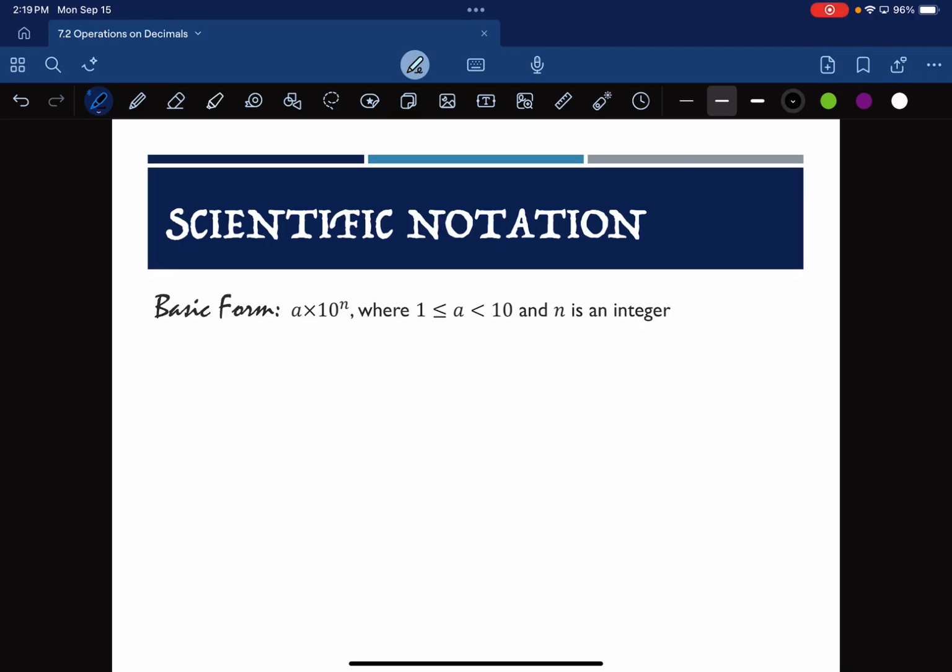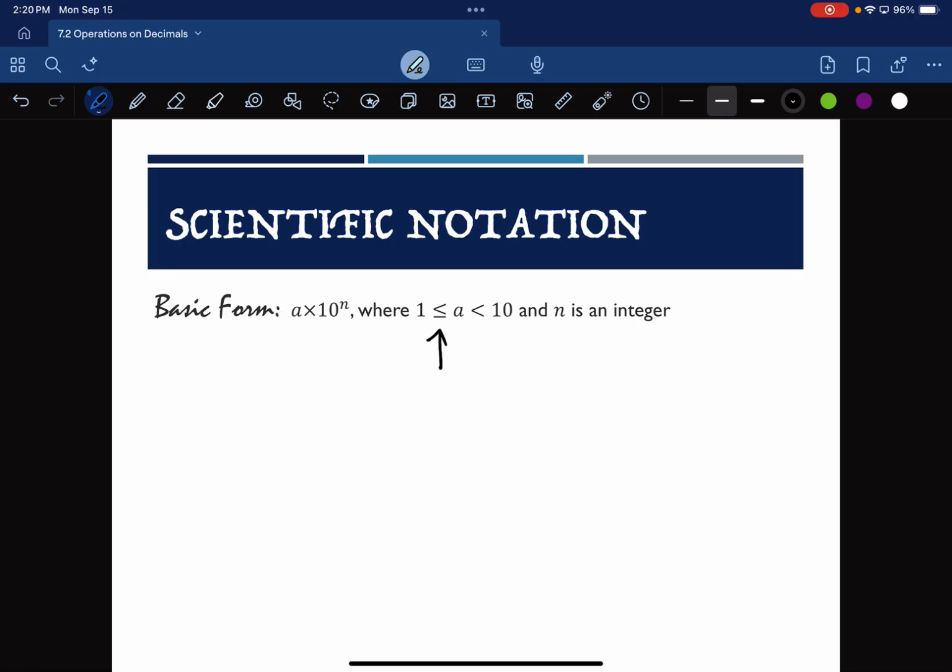And the basic form of this is that they're written in a times 10 to the n form, where there's some specific pieces of information about that a and n that matter. The a value needs to be between 1 and 10. And notice it can include a 1, right? That's the equals underneath, but it doesn't include a 10. In other words, it can't have more than one number before the decimal place. Okay, that's what that's telling you.